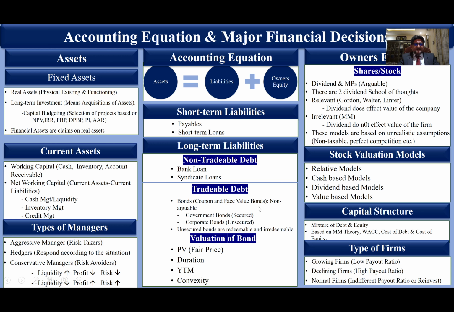If government wants to raise funds, they can issue the bonds. They are secured bonds. Corporate bonds are unsecured bonds. With corporate bonds, there is coupon and face value, and they are fixed, and they are unsecured, and if they are unsecured, they can be redeemable or irredeemable.